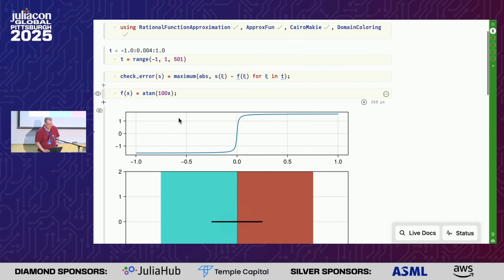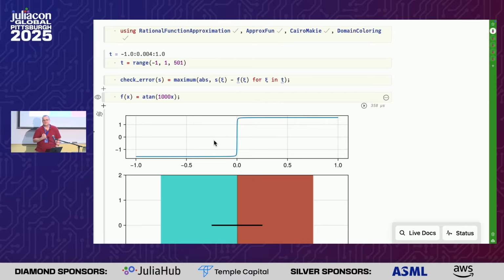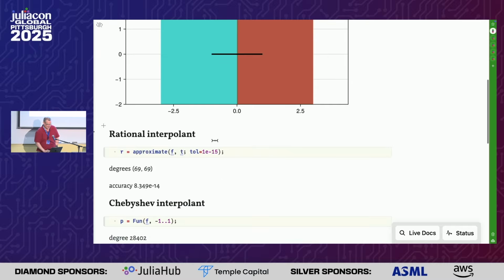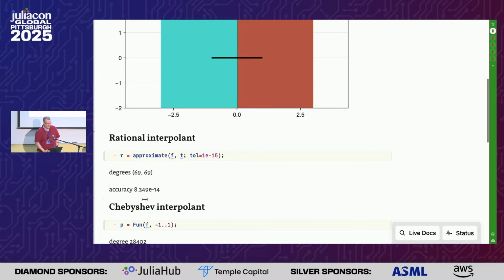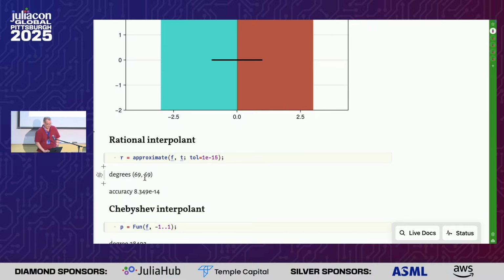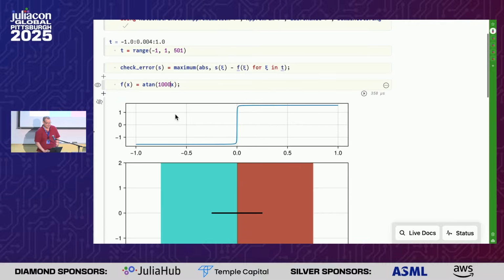I could continue this example here even up to the arctangent of 1000x. But if you're watching very carefully, you realize I'm conning you, right? So it says I've got an accuracy of 13 digits here with an approximation of degree 69. And yet my test set has a spacing of 2 over 500. Compare that to the fact that things are happening on a scale of 1 over 1000 here. There's no way that these test points are seeing anything but almost a discontinuous jump.